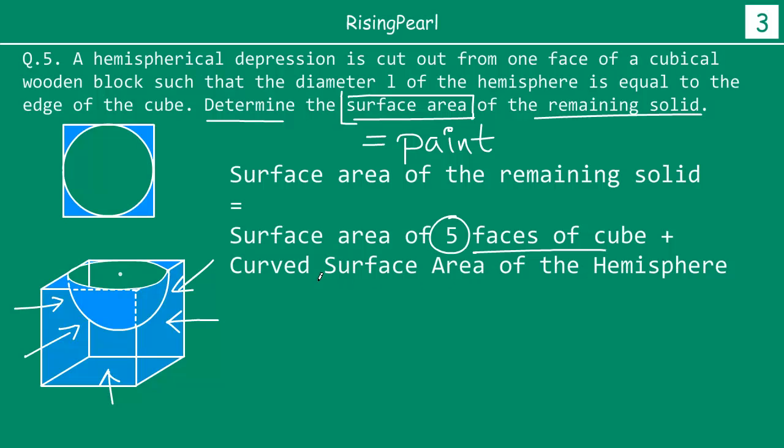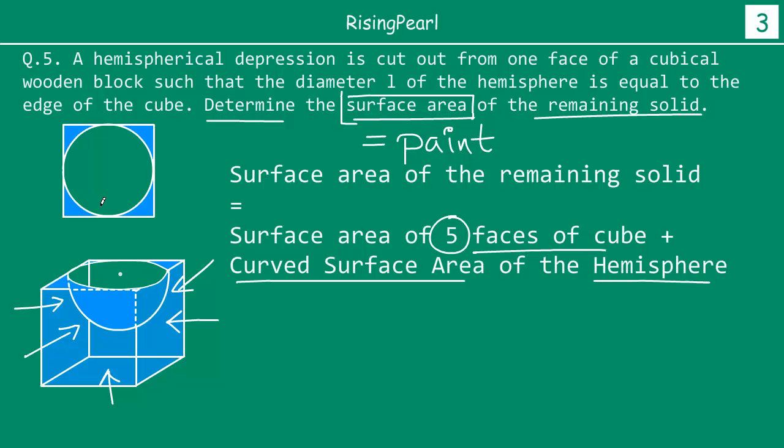surface area of the hemisphere, because the hemisphere is in the shape of a bowl. So I have to apply paint throughout, all around the curved surface area of the hemisphere. So the total surface area will be the surface area of the 5 faces of the cube plus the curved surface area of the hemisphere.